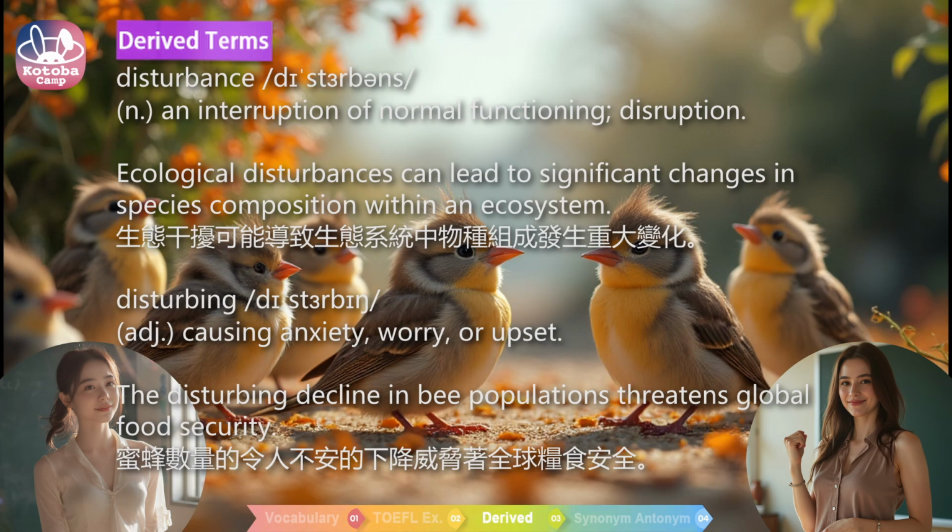Disturbance. Ecological disturbances can lead to significant changes in species composition within an ecosystem. Disturbing. The disturbing decline in bee populations threatens global food security.